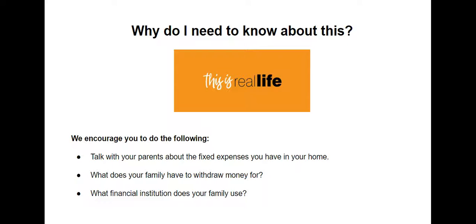While you're at home, I encourage you to do the following. Talk with your parents about the fixed expenses that you have. Some of them are probably similar to mine, like a car payment or mortgage or rent. Also, what does your family have to withdraw money for? We probably have some of the same things to withdraw money for. Groceries. Anytime I go out to buy clothes, I have to get money. Anything like that.